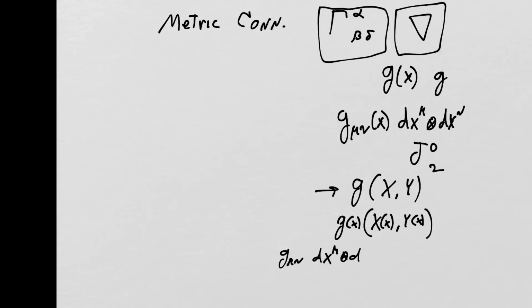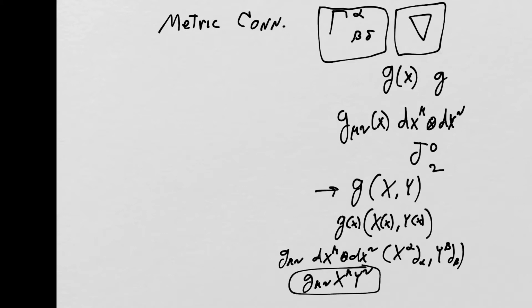dx mu tensor product dx nu operating on x alpha partial alpha, y beta partial beta, and ultimately the real number you get is just going to simply be G mu nu x mu y nu, right? And so this is a real number, of course, and that's exactly what we expect. This is a real number in the abstract sense. This is a literal real number if we actually plugged in the component values. So what we're going to ultimately show is how this object gives for us one of these guys.